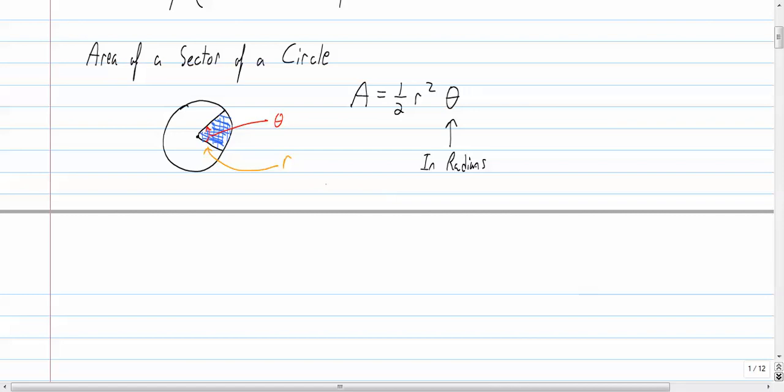So if we're working on a problem where we're given the angle measure in degrees, we have to make sure we don't plug the degrees in. First change it to radians and then plug it in.